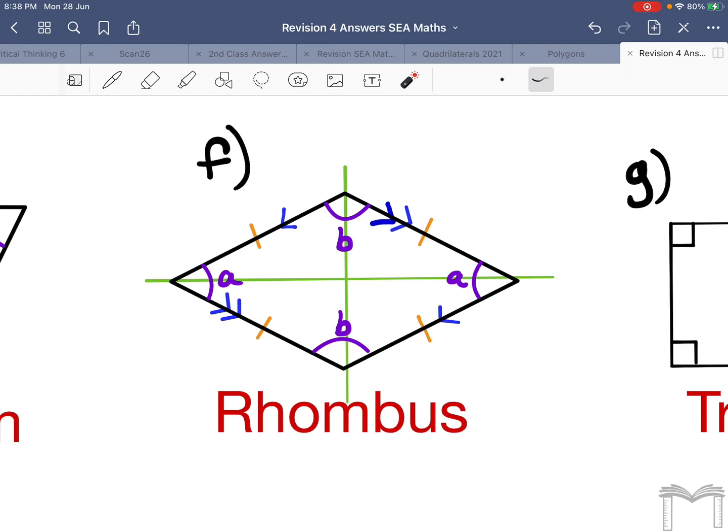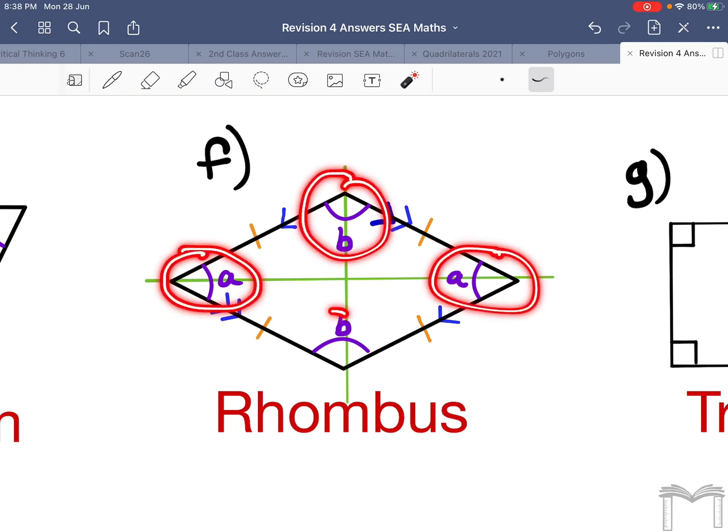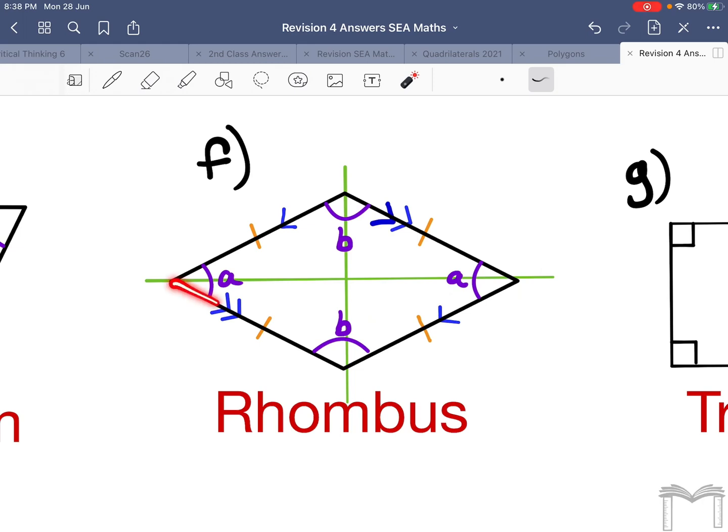Rhombus. 2 lines of symmetry. Opposite angles are equal, 1 pair is acute and 1 pair is obtuse. All the sides are the same length.